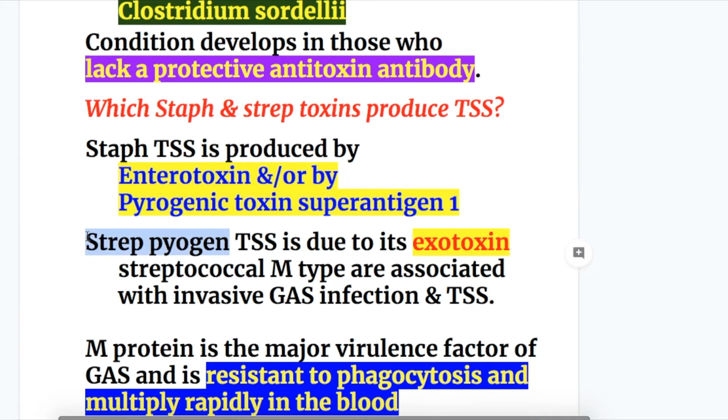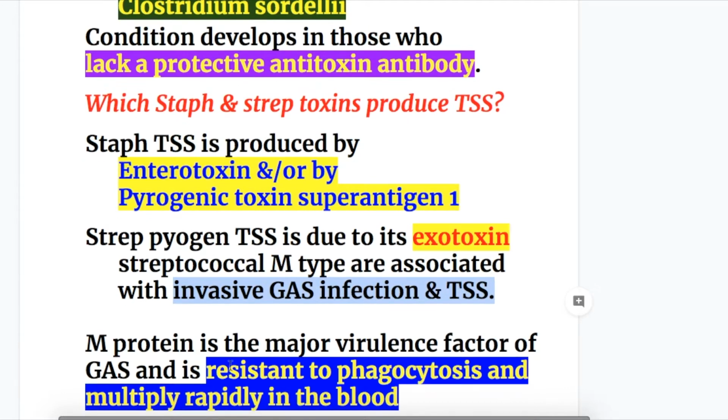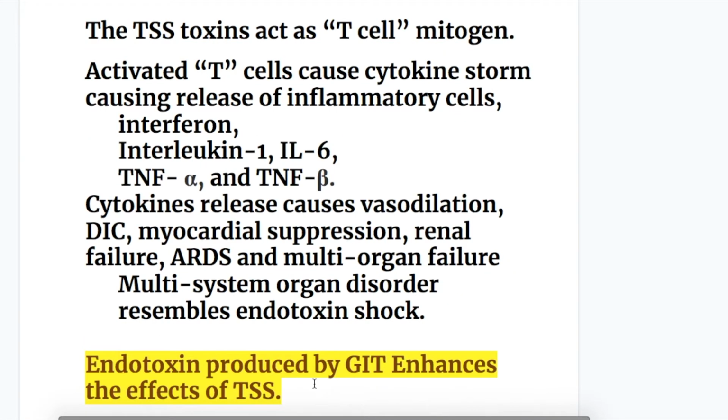Number 2. Strep pyogenes toxic shock syndrome is produced by its exotoxin. Streptococcal M-types are associated with invasive group A streptococcal infections and toxic shock syndrome. M protein is the major virulence factor of group A streptococcal infection and is resistant to phagocytosis and multiplies rapidly in the blood. So how does the toxin act?